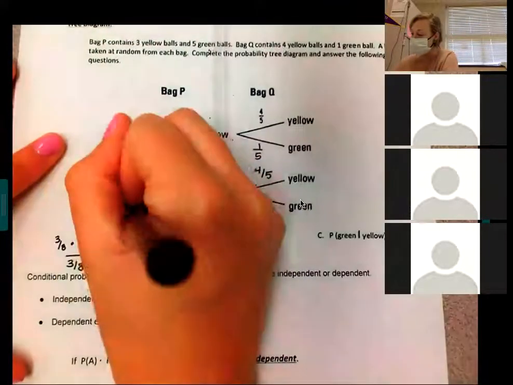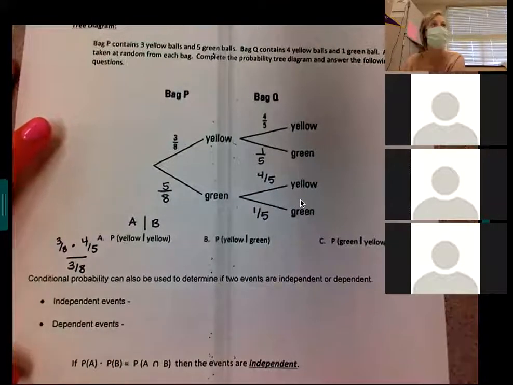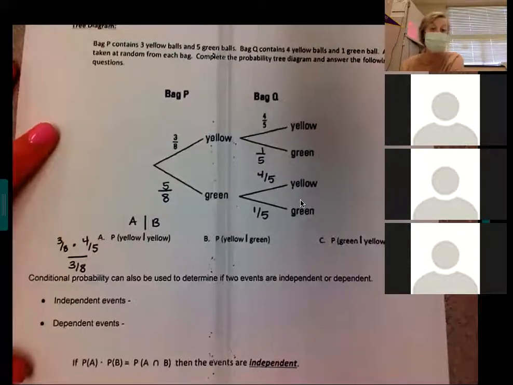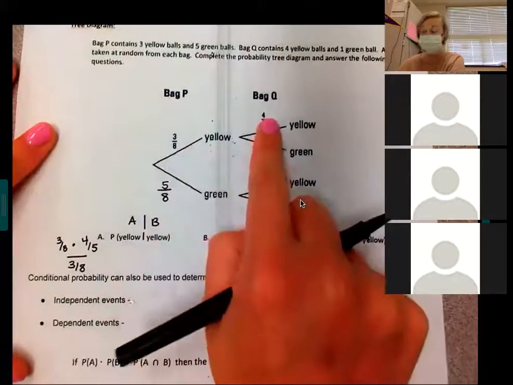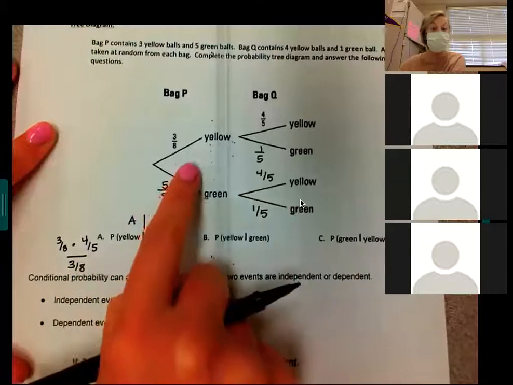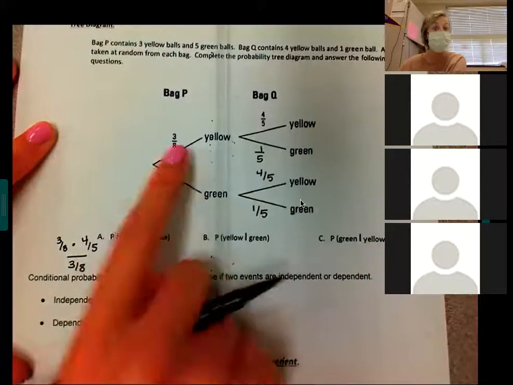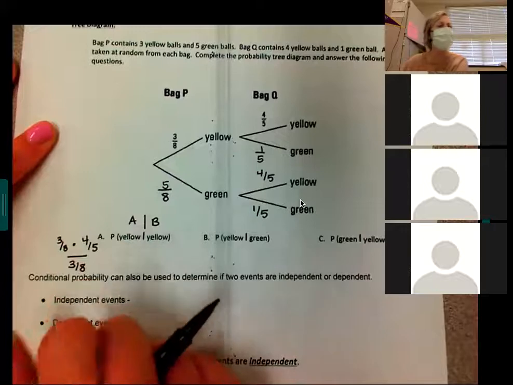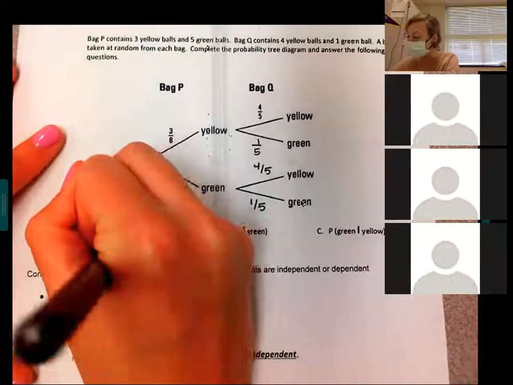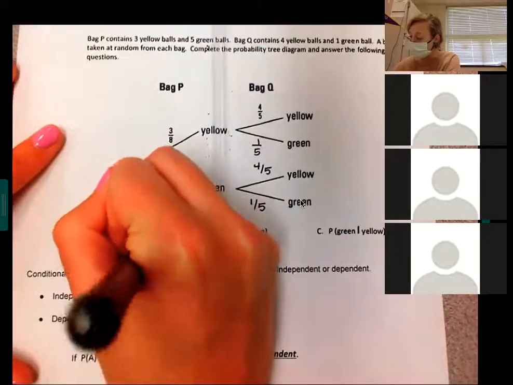This is A given B. What's my formula? What goes in the top? A and B. What's the word and mean? Multiply. So I'm going to do A times B, put it over the given one, which was this one, right? And then what happens with the 2 3/8? They cancel. So L'Oreal, what's the final answer? 4/5.